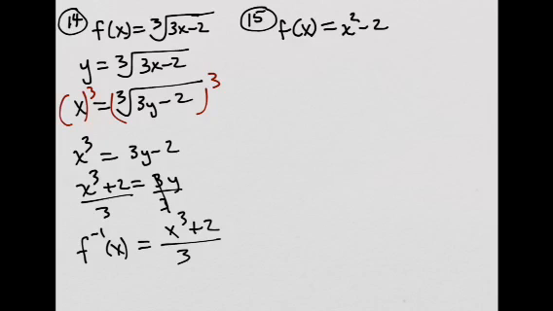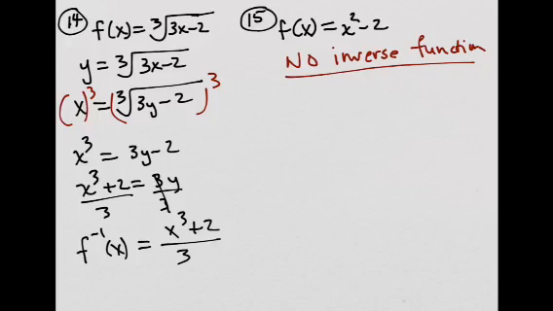Alright, so as it stands, f of x equals x squared minus 2. This function is not one-to-one, so it has no inverse function. Okay, no inverse function. If you restrict the domain, then you could have an inverse function. But as it is, and see, the problem itself doesn't have a restriction. So as it is, your correct answer would be no inverse.